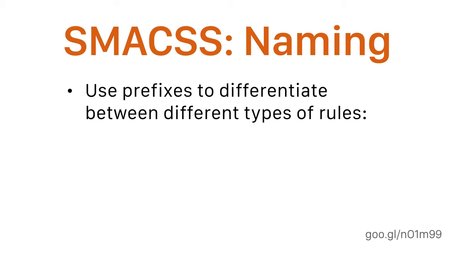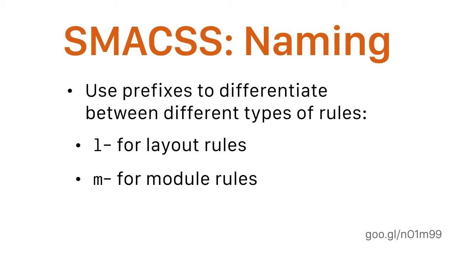So the next principle he introduced that we've found really useful is the idea of using prefixes to differentiate between different types of rules. So, he liked the idea that BEM had a clear naming convention, but since he had added these categories, he wanted to be able to tell at a glance what type of module he was looking at. So he prefixes his rules with L for layout, M for modules, and is for state rules.